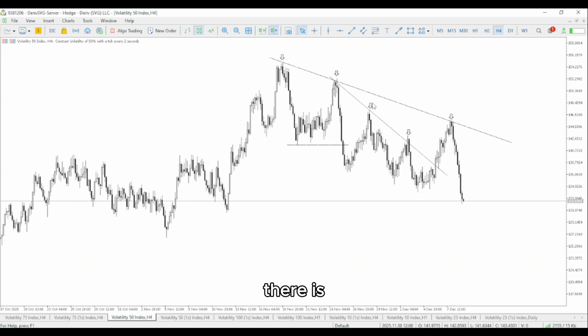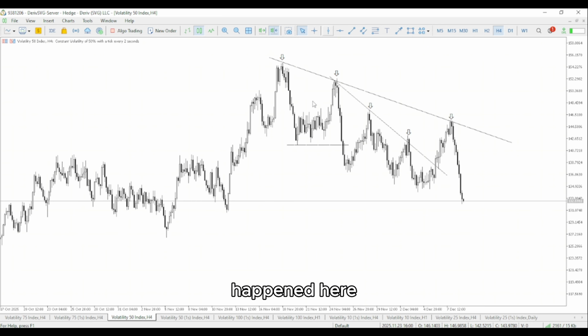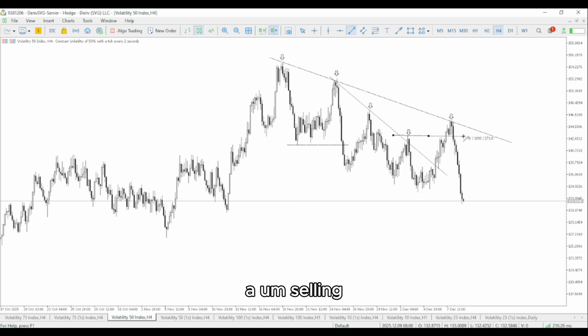Why? Because there is another trend line upward. Remember, when a trend gets broken, you have to observe very well if there is another trend that the market can react onto. Now you might ask, okay, something happened here, so why do we still have to look for selling opportunity where we've seen that price has changed trend?